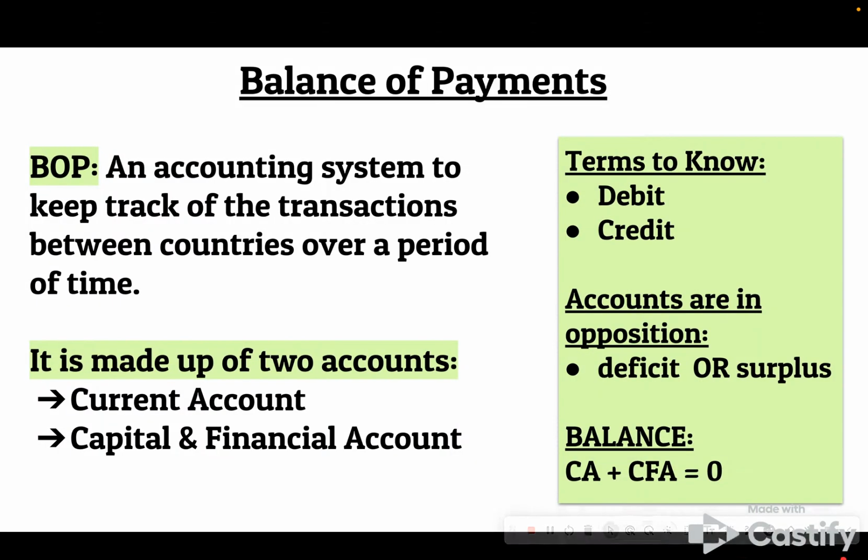So coming back to the beginning, the balance of payments is an accounting system that keeps track of the transactions between countries over a period of time. We typically do it year by year. And when you think about these two accounts, you have the current account, which, again, I like to say is more tangible items, it's actual currency and or goods and services moving across country borders. Whereas the CFA, the capital and financial account, is more about financial benefits that are moving across borders.